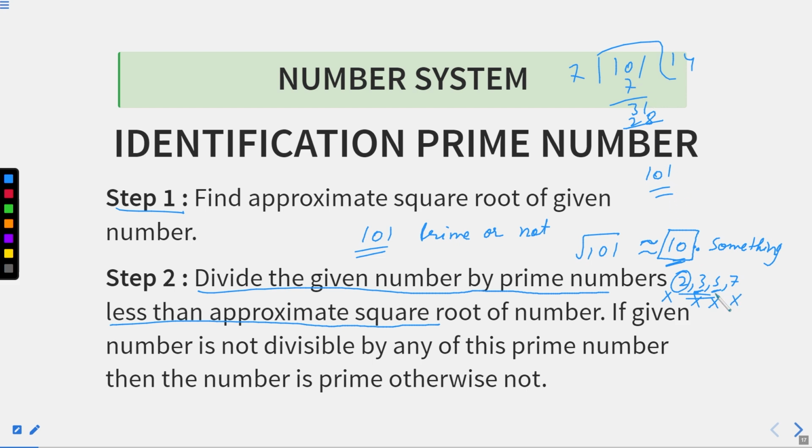Now, if the given number is not divisible by any of these primes, then the number is prime. We saw that none of the primes from the list we have taken out divides 101, so we can say 101 is a prime number. Okay, clear? I hope the steps are clear.